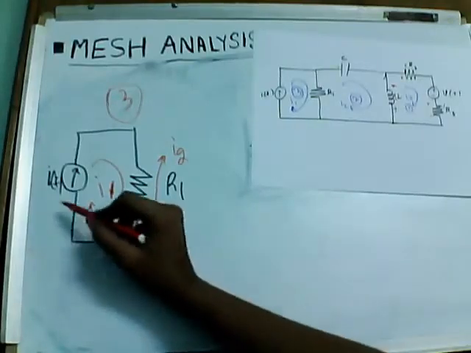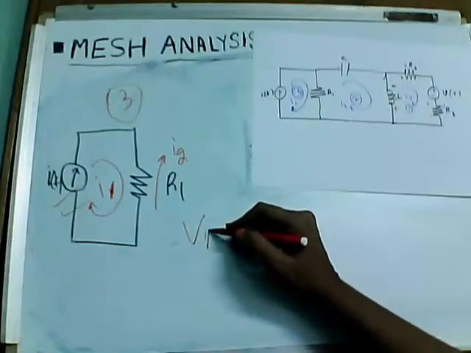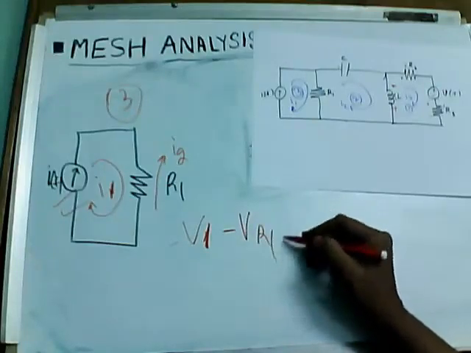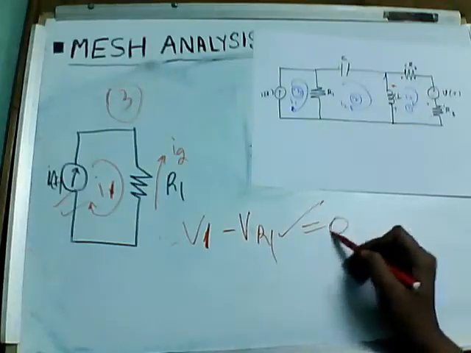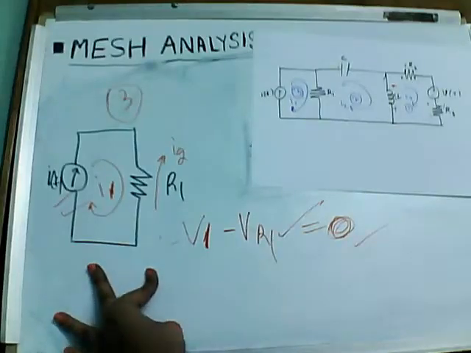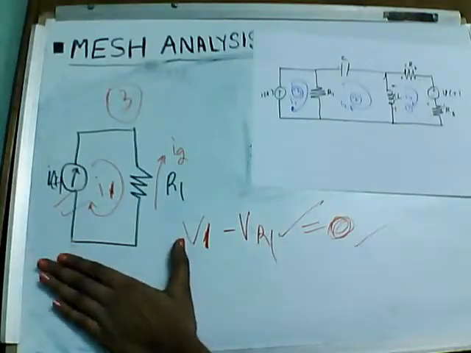So the voltage of source V1 minus the voltage of the resistor is the same. Both are the same, meaning this is equal to 0. So we don't have any particular equation for this mesh. Here only verification can be done. KVL verification is done. There is no particular mesh equation for this type of circuit.